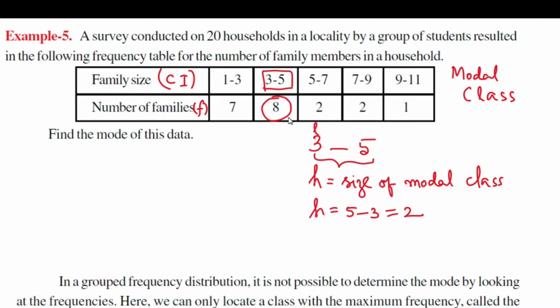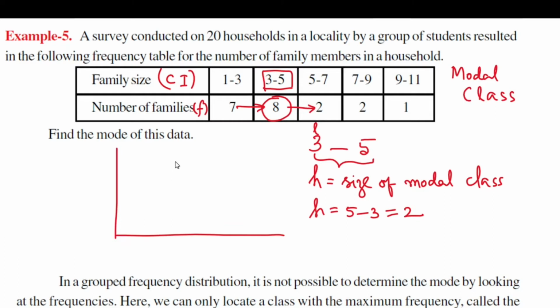And then how do we estimate the modal value? Where does it exist? Does it exist nearer to 3 or nearer to 5? We assume that the trend of frequencies continues within this modal class also. Here the frequency is increasing from 7 to 8, and then the frequency is decreasing from 8 to 2.